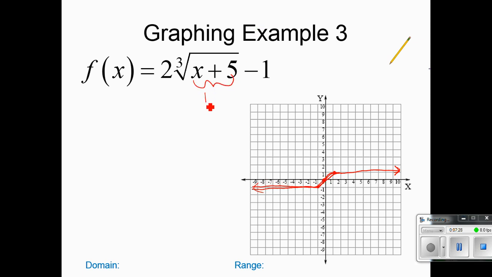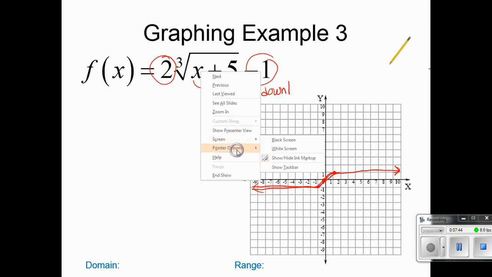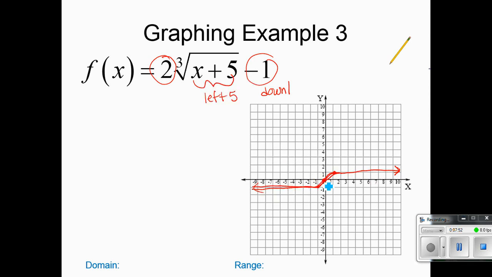Inside with the plus 5 is actually to the left 5. Here we have down 1. And right here is actually going to stretch, or make taller, this wave. So if we were going to graph this one, we would start by moving that 0, 0 point. We would move it based on that shifting to the left first. So let's shift this 0, 0 point to the left 5. 1, 2, 3, 4, 5. Then down 1. There it is. So that's my new 0, 0 point.